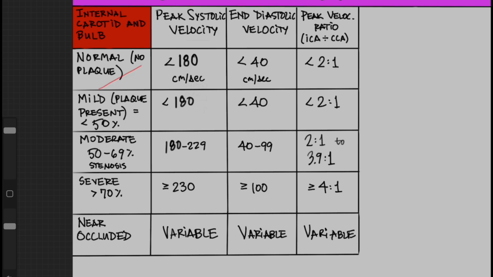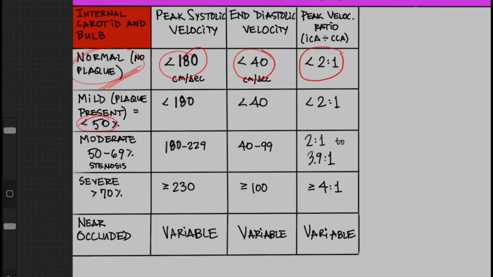When the artery is normal and there's no plaque, generally the velocities are like this: peak systolic velocity less than 180, end diastolic velocity less than 40, and the peak systolic ratio of the ICA to the distal common carotid is less than 2 to 1. So those are generally normal. Normal is defined by there's no plaque present.